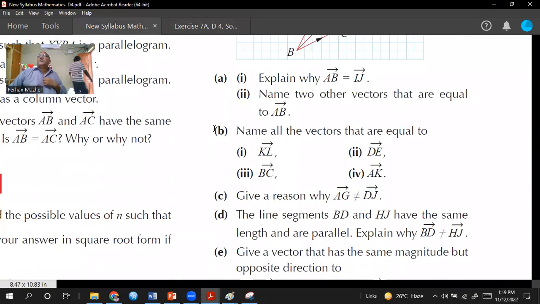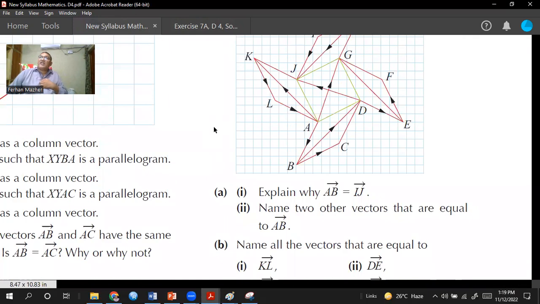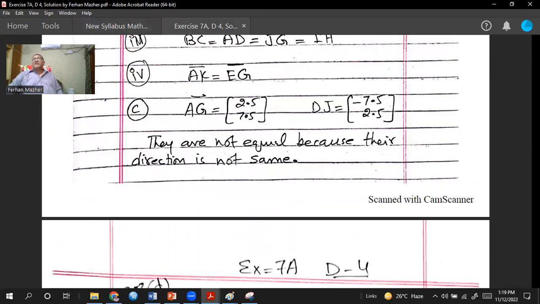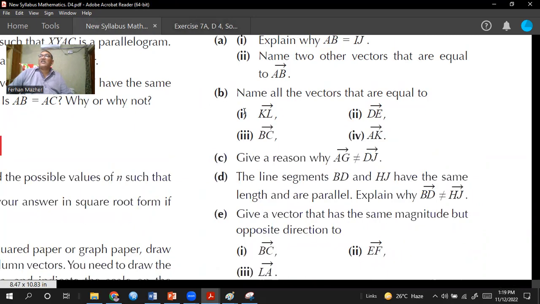Then their question is, give a reason why AG and DJ are not equal. AG and DJ, their directions are not the same. Their length looks the same, but their directions differ. I have written here the column vectors of AG and DJ. They are not equal because their directions are not the same. You can look at their column vectors. The direction of their column vectors is different, and that shows that they have different directions, so they are not equal to each other.